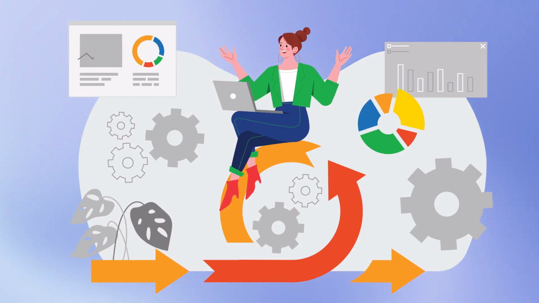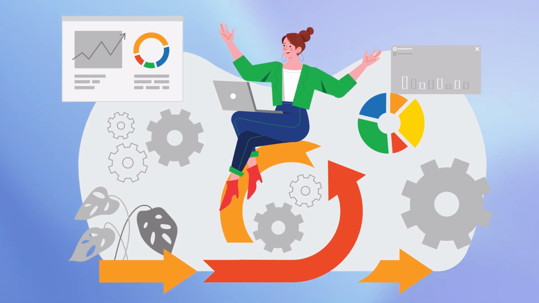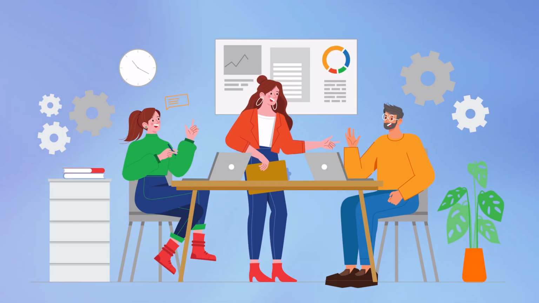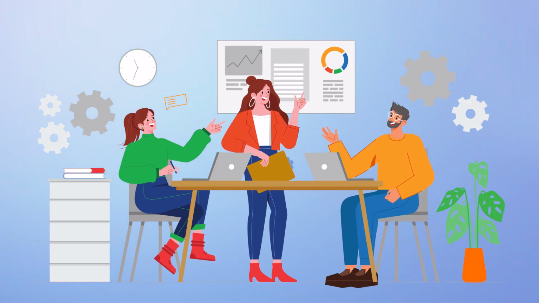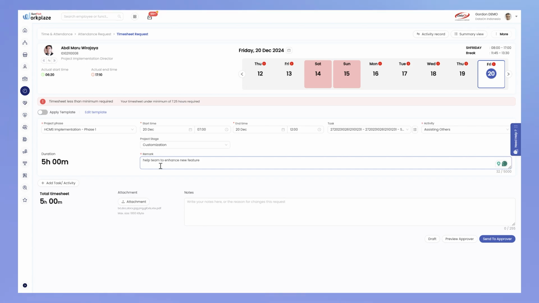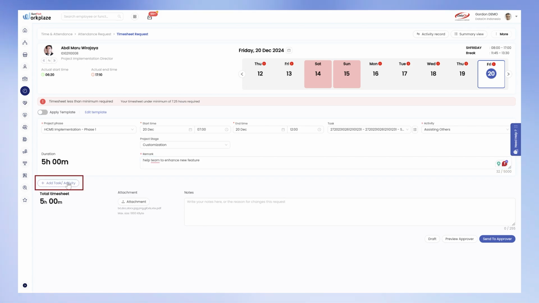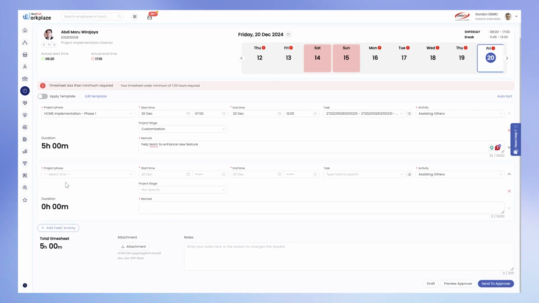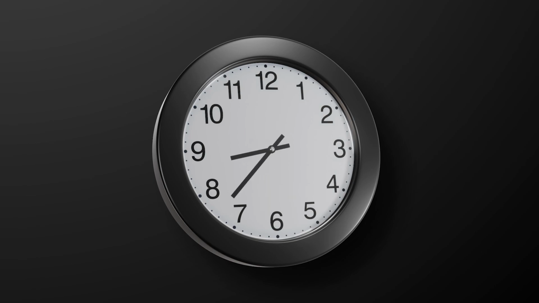Throughout the day, you may either work on the same specific task the whole day, or you may conduct several activities. If you work on multiple tasks, you can hit the plus Add Task Activity button to open as many fields as you need to record work activities. Repeat the same steps to fill them all out.